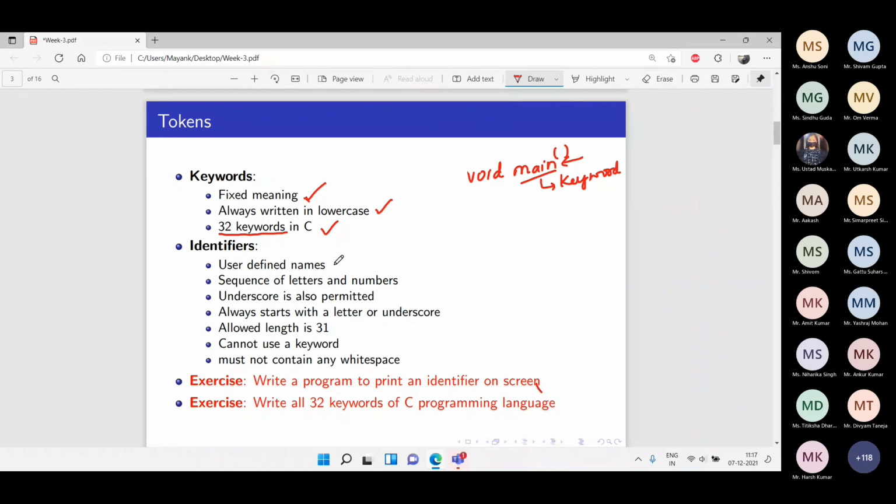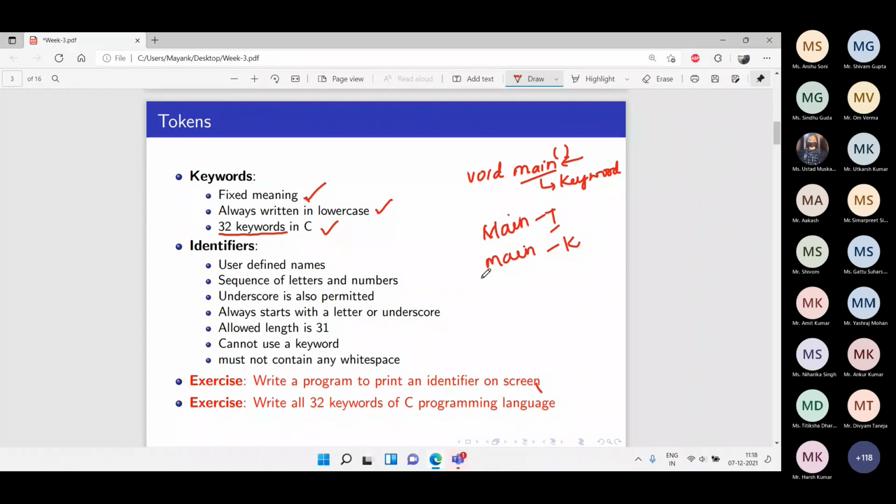Okay, let's continue with the identifier now. So what are identifiers? Identifiers are user defined names. Now this is the distinction between a keyword and an identifier. Okay, if I write main and this is Main, both are different. This is an identifier and this is a keyword, because these are case sensitive. Keywords are always in small letters, as well as they are fixed, only 32.